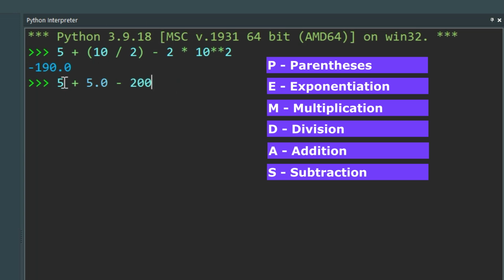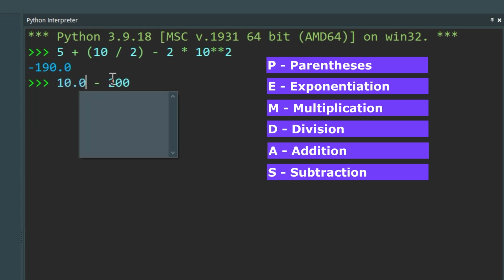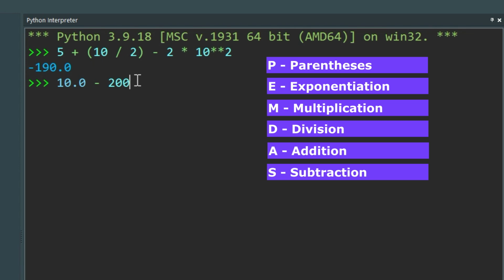We are now left with addition and subtraction. Addition and subtraction have the same precedence, so we evaluate from left to right. So we have 5 plus 5.0, which is 10.0, minus 200, which gives us our minus 190.0.